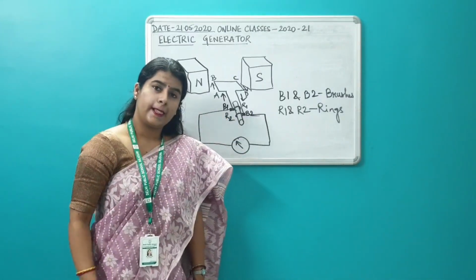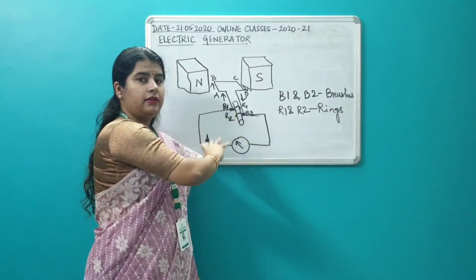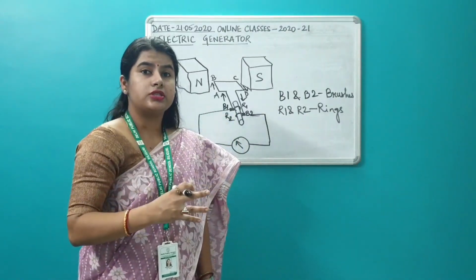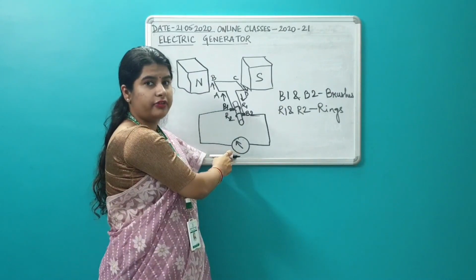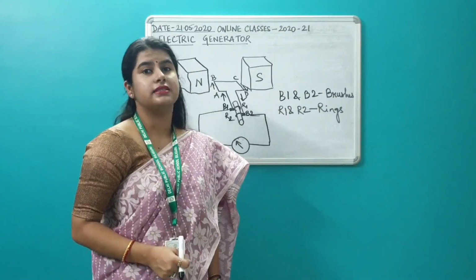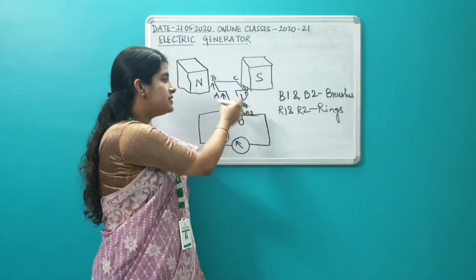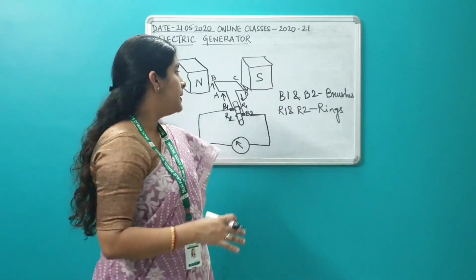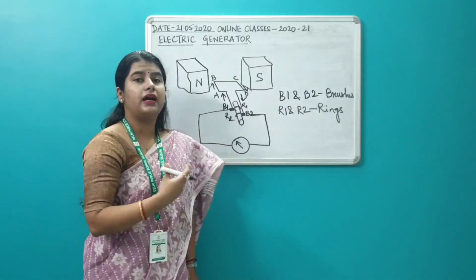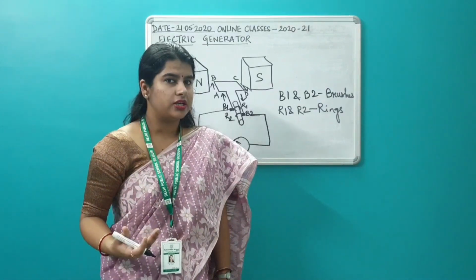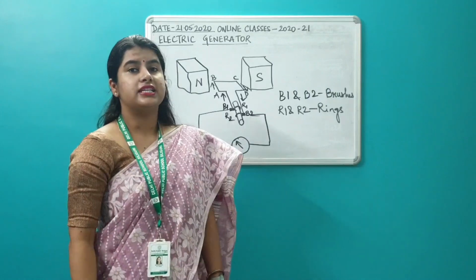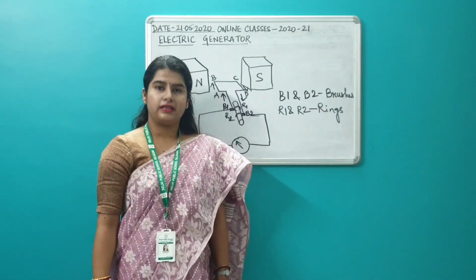Is that clear? This kind of current is known as induced current, and the galvanometer will show deflection definitely, because a galvanometer detects current. Since this current changes its direction after every half rotation, that is why we call it alternating current or AC current.